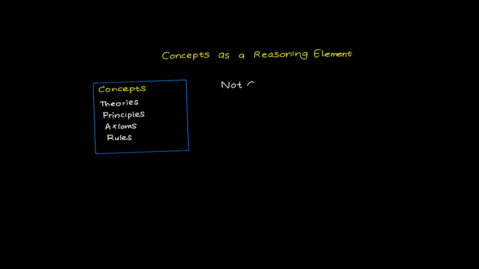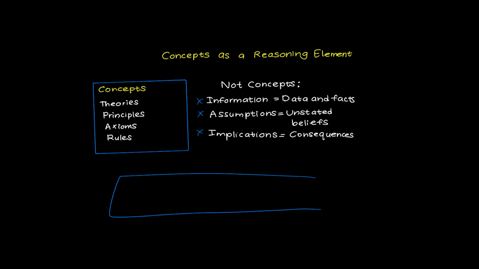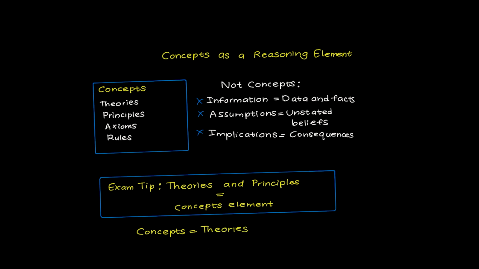Information is different. That's data, facts, experiences, and observations. Assumptions are unstated beliefs taken for granted, but she's looking at explicit theoretical frameworks. Implications are consequences that follow from reasoning, not the foundational theories themselves. Here's a WGU D265 OA exam tip for you. When someone examines the theories, principles, or rules guiding their thinking, they're evaluating concepts. Quick recall hook: concepts equal theories and principles.